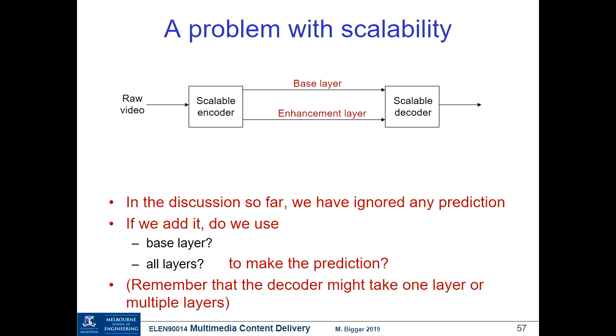And we're going to look at both cases. And we need to remember that if we're to avoid problems in prediction, we need to make sure that the decoder makes the same prediction as the encoder. We've talked about that before. But our problem will be that some decoders may take one layer and some decoders might take multiple layers. So let's just think this through and discuss what should be used for this prediction loop.